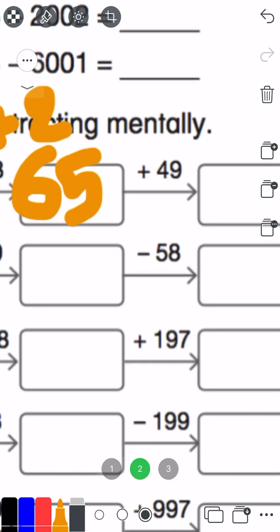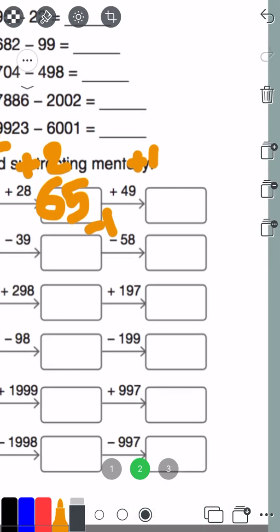65 plus 49. Add 1 to 49. Take away 1 from 65. 64 plus 50. And that equals 114.